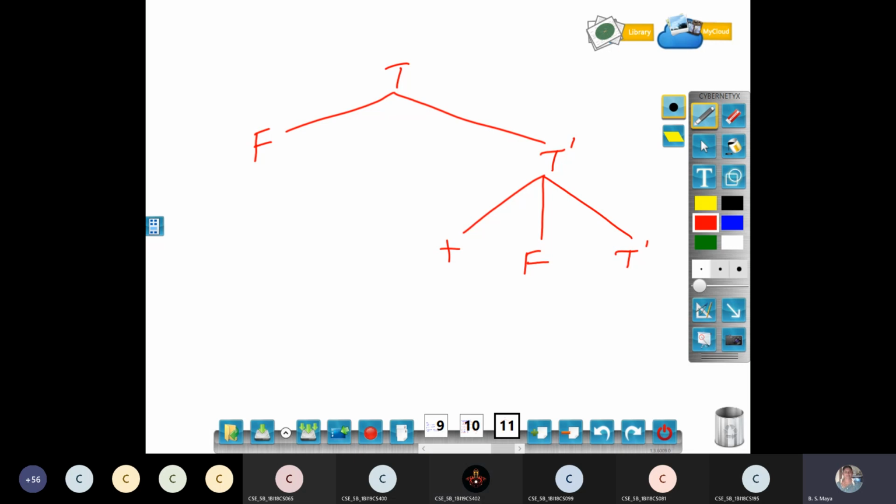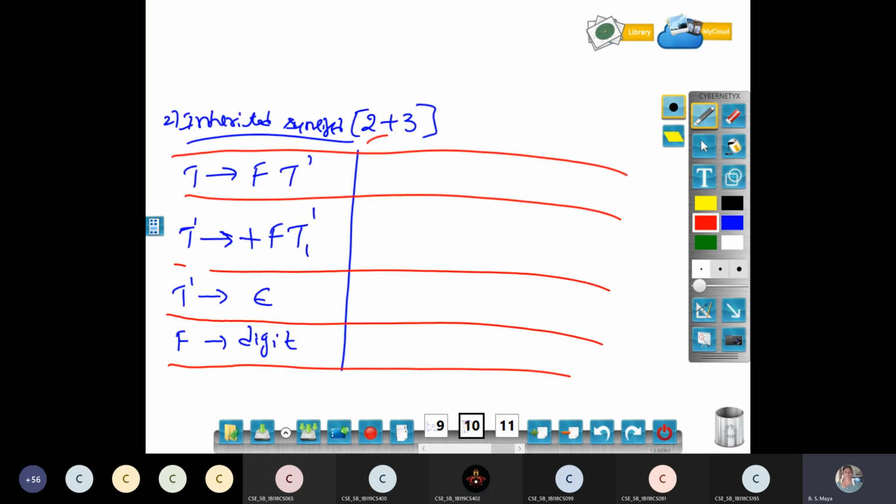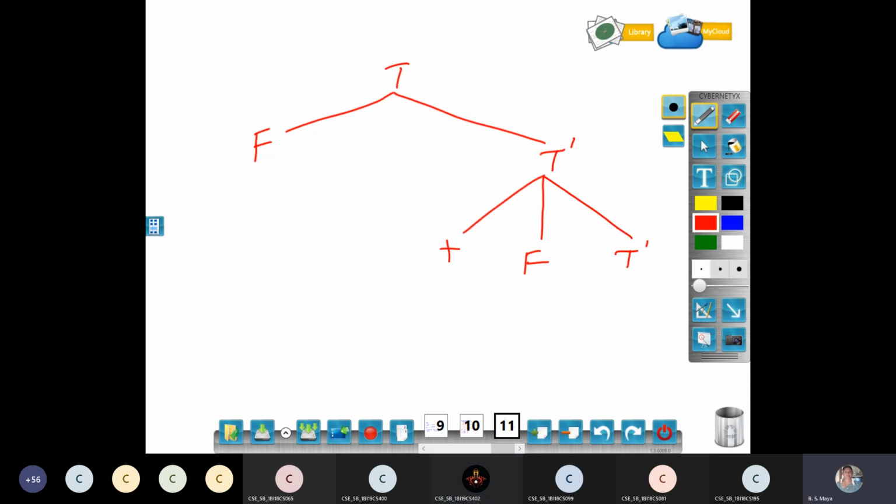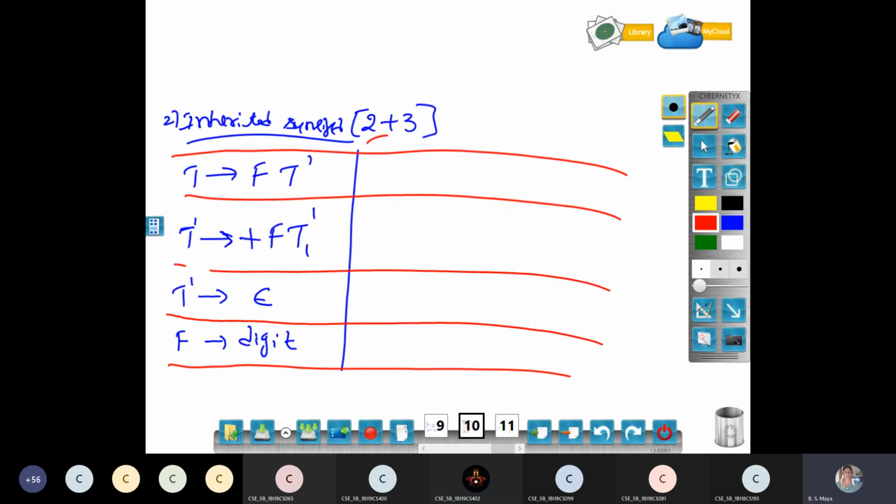The first F is matching for the 2. 2 is over. Plus is over. Again I have an F. The F can be replaced by what? Digit, ma'am. Can I replace this F by digit? Yes, ma'am. What about T dash? It is replaced by epsilon, ma'am.